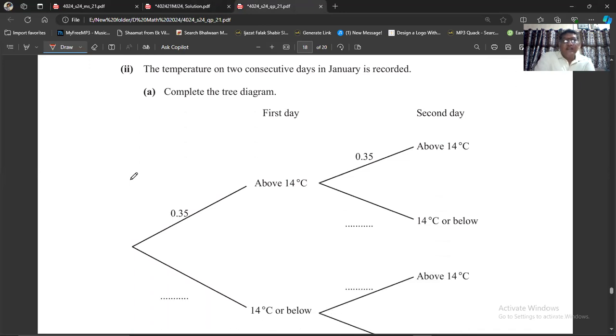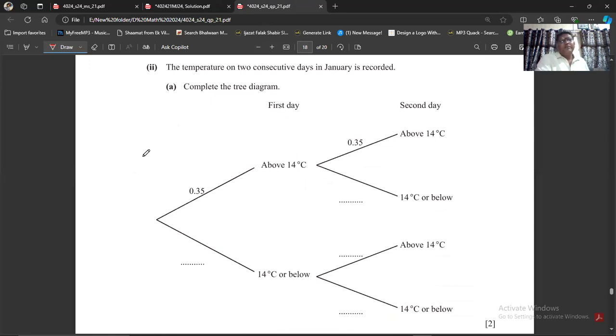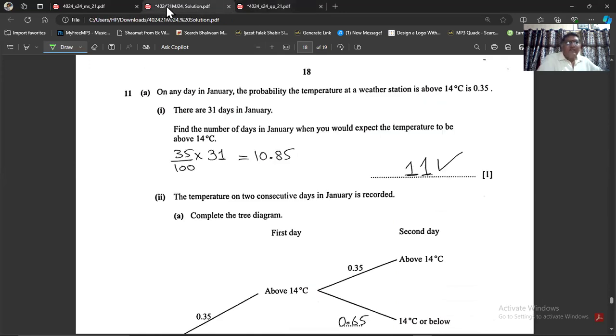He says, here we have a tree diagram. The temperature on 2 consecutive days in January is recorded. Complete the tree diagram. Above 14, the probability is 0.35. Below 14 will be 0.65. 0.35, 0.65, 0.35, 0.65. Let me show you. I have done this.